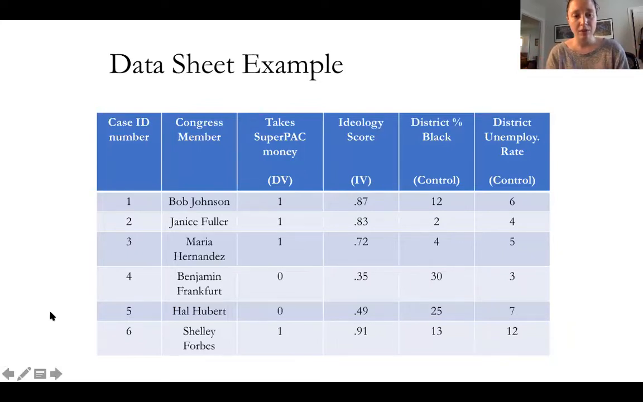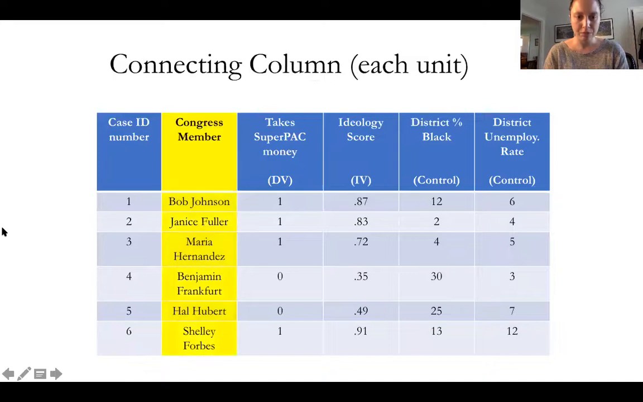So here is an example spreadsheet, and let's say that I'm interested in members of Congress and whether they take super PAC money. That's my dependent variable. What affects if they take super PAC money, maybe their ideology? I don't know, I'm just making this up. So let's go through the parts of this spreadsheet.